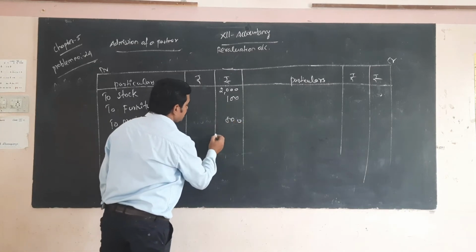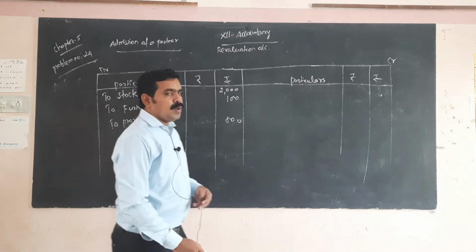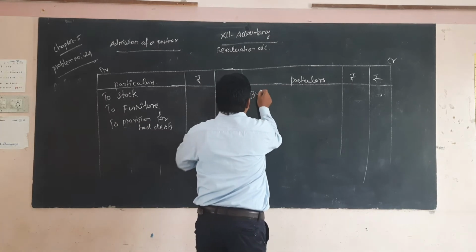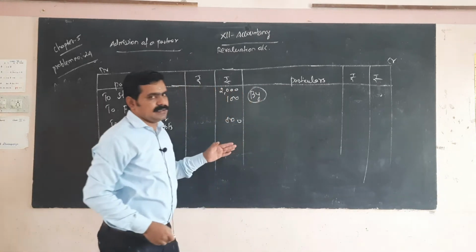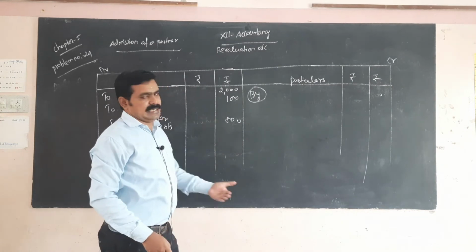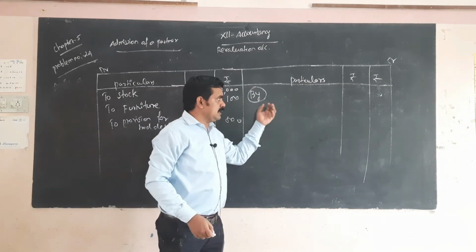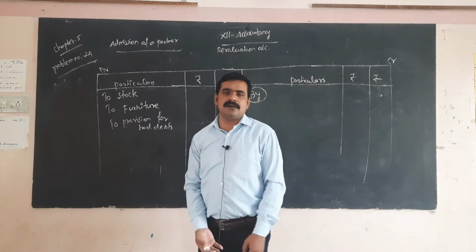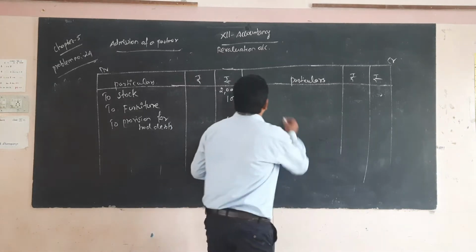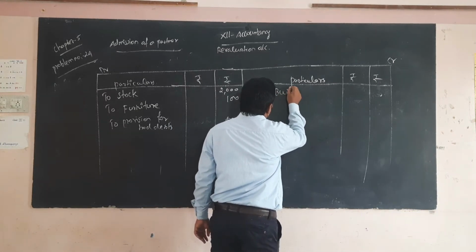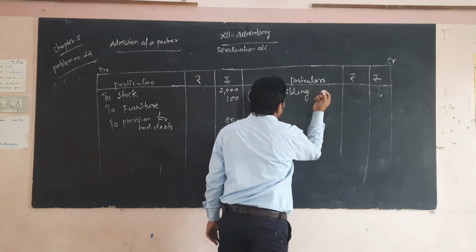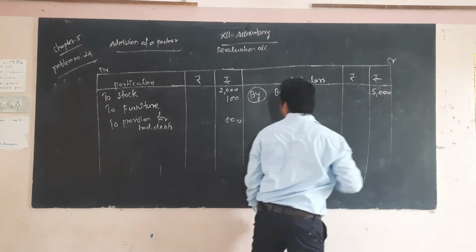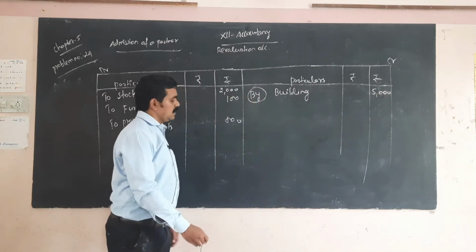800. Now what is the appreciation value in revaluation account? By, because we have to use "by" in the credit side. When you are calculating the ledger, in the credit side you have to use the term "by", and in the debit side you use the term "to". So by building, the amount is 5,000.